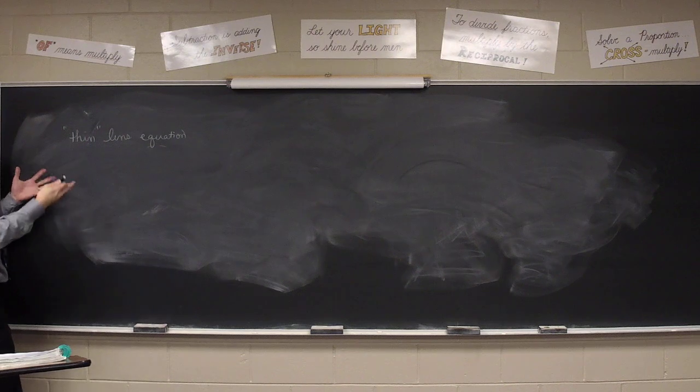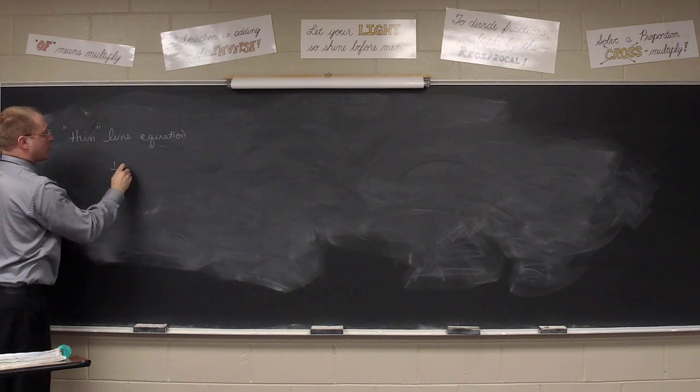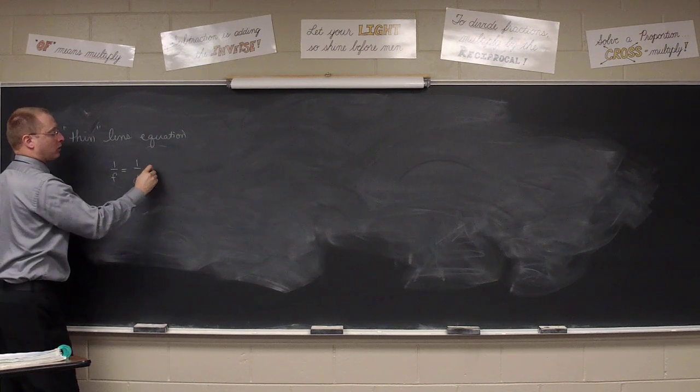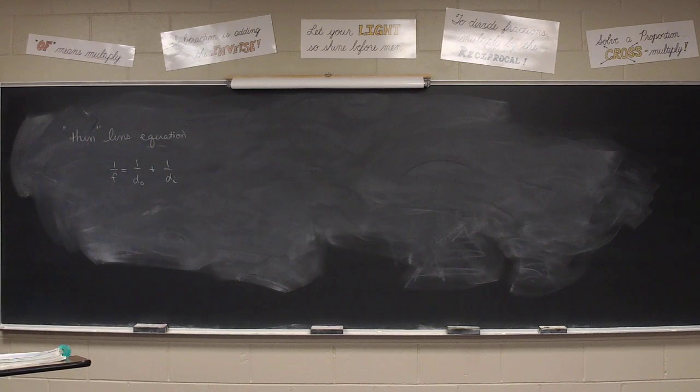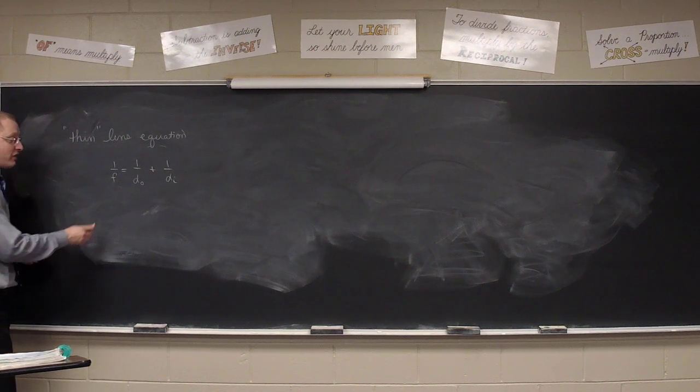But assuming the lens is thin by that definition, the reciprocal of the focal length equals the reciprocal of the object's distance from the lens plus the reciprocal of the image's distance from the lens. And as was mentioned as we went over the homework, that's the same thing as the mirror equation. Which means we're going to move very quickly through this. We're not going to spend nearly as much time with the lenses as we did with the mirrors, just because we've already done this before.